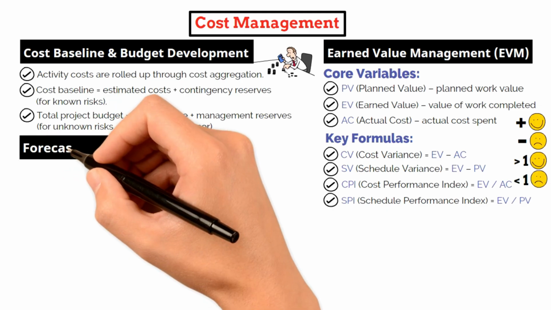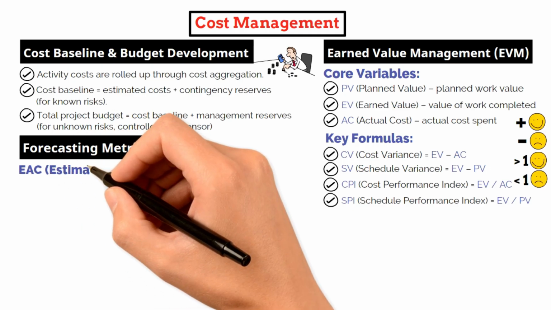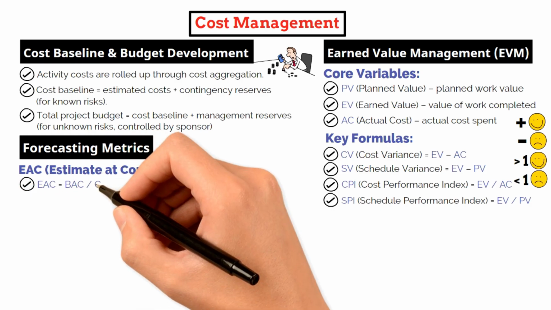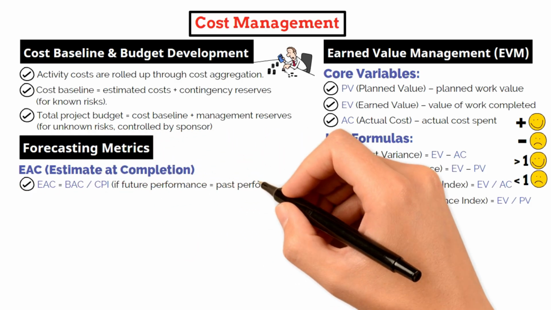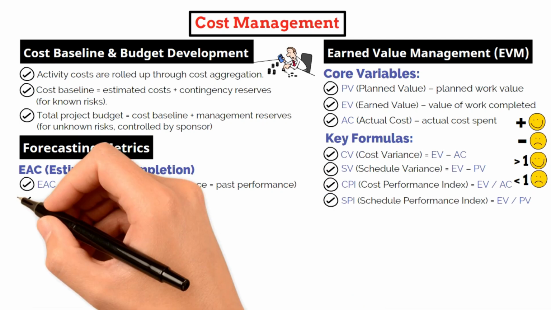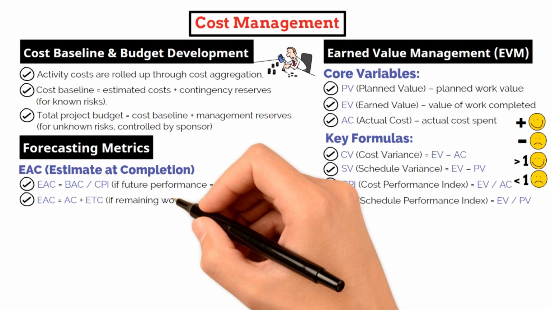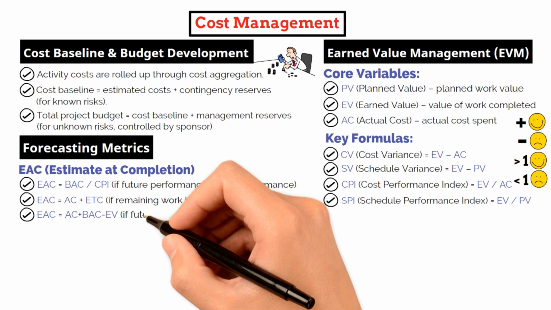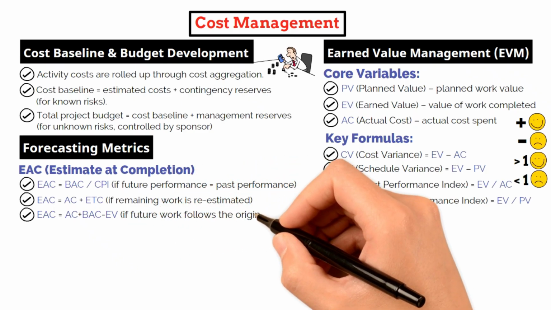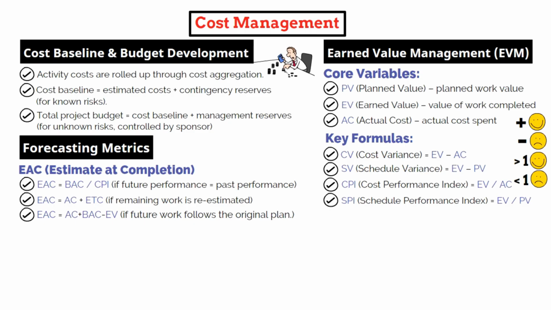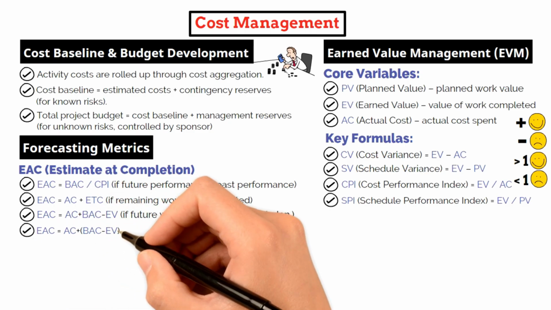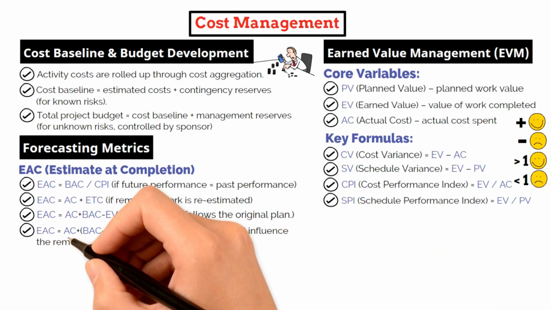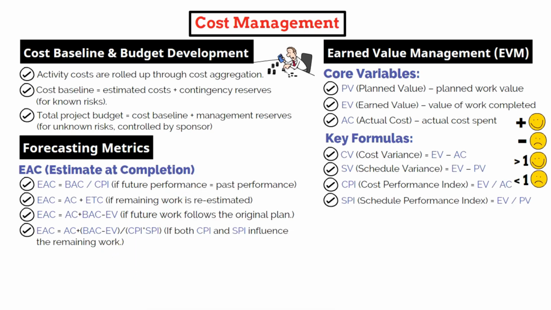Beyond these, you'll need to understand forecasts. Estimate at completion, or EAC, has multiple formulas depending on project conditions. It can be BAC divided by CPI when future performance is expected to be similar to the past, or AC plus ETC when remaining work is estimated again. EAC can also be AC plus BAC minus EV if future work is expected to follow the original plan. Finally, EAC can also be AC plus (BAC minus EV) divided by (CPI times SPI) if both cost and schedule performance are expected to impact the remaining work.